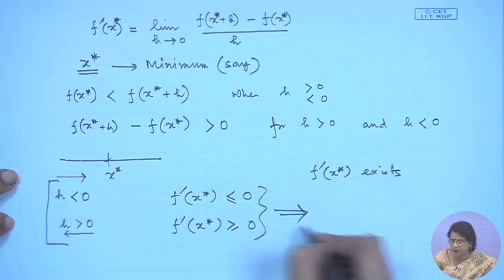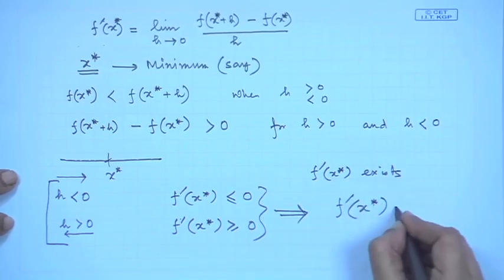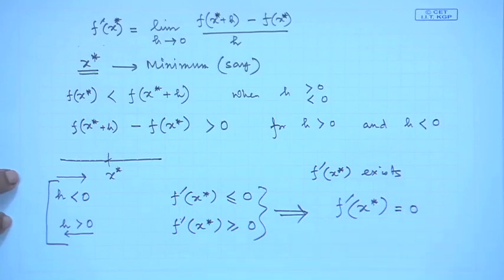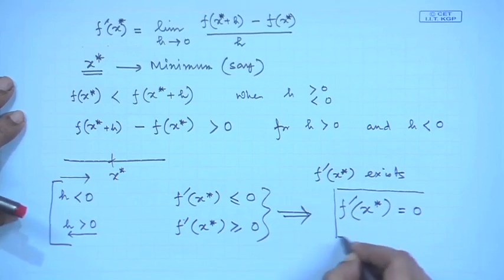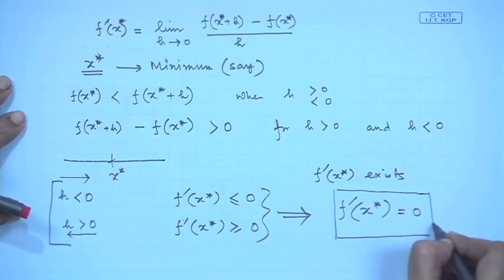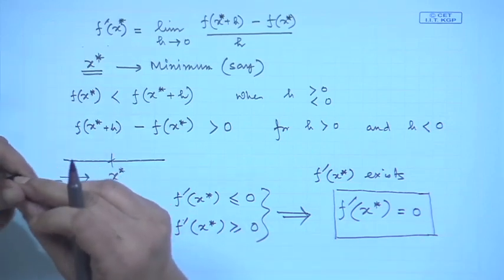Then what is the only possibility from these two combinations? We are getting only one option, that f prime x star must be equal to 0. That is the condition to check that at x star the function is having either a minimum or a maximum, or at that point there could be a saddle point, because at the saddle point the function is changing its pattern from convex to concave. That is why the first order derivative is 0 at the point where it is changing the pattern, all right.